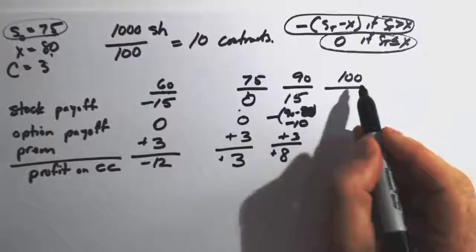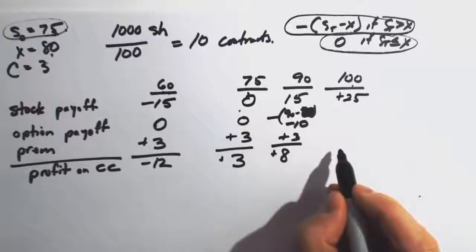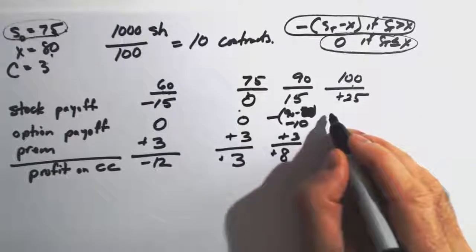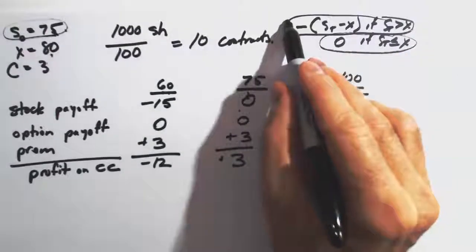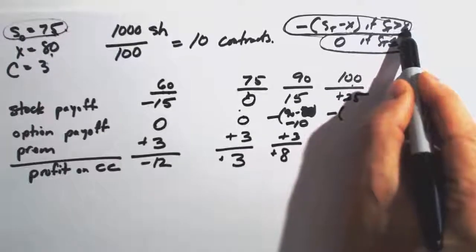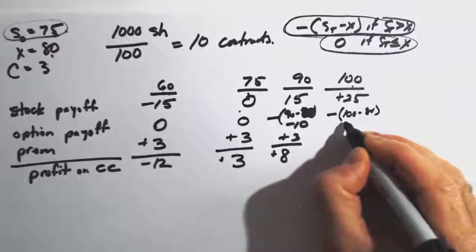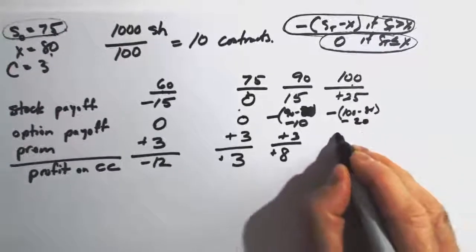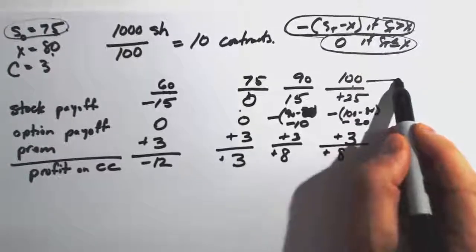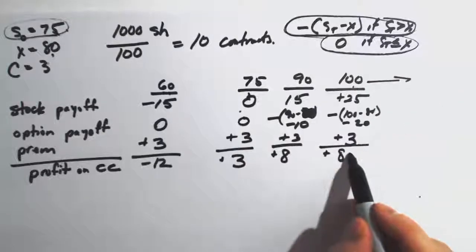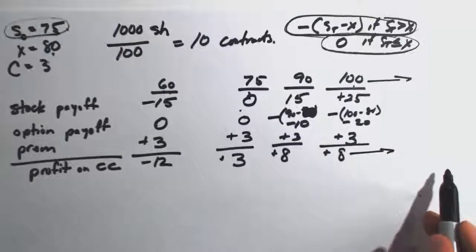Okay? Now at $100, the stock was 75, it's 100 now, you made 25 per share on the stock, not too bad. Now the call payoff, still following this scenario because the stock price at 100 is greater than the 80 strike, is minus 100 minus 80, which is minus 20, plus 3. And what do you get? $8. And so no matter what happens with this stock price as it goes up and up and up, you got a flat line at $8 in terms of profit for the overall position.